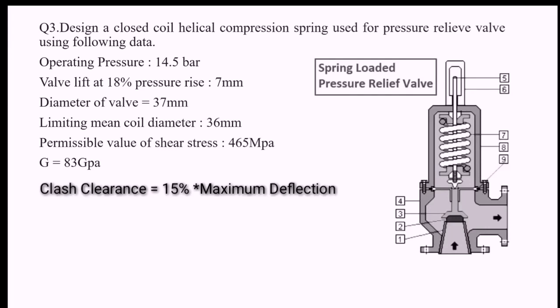Permissible value of shear stress 465. Modulus of rigidity 83 GPa. Clash clearance 15% of the maximum deflection. That means the total clearance between the coils of the spring is 15% of the maximum deflection, and the style of the spring is squared and ground.